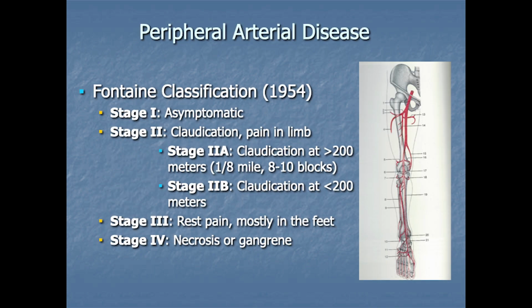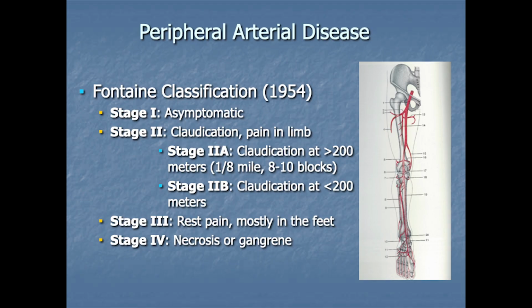So Fontaine in the 50s set up a classification just outlining that. Stage 1 is the non-symptomatic patient. Stage 2 is the claudicator. And he broke it down into A and B at 200 meters. Well, how much is 200 meters? I don't know. It's 1/8 of a mile. Okay. Or 8 to 10 city blocks.